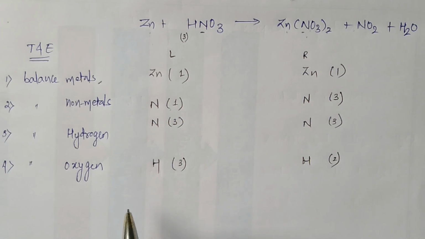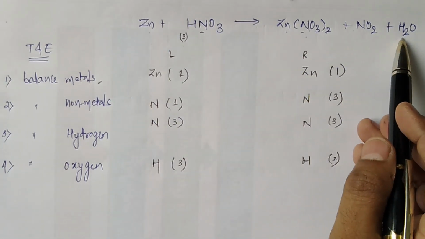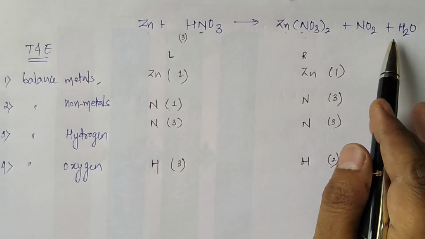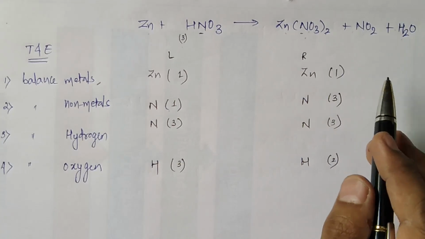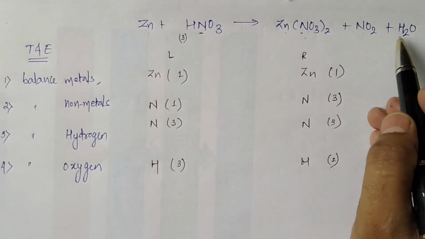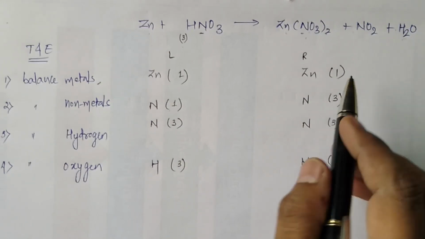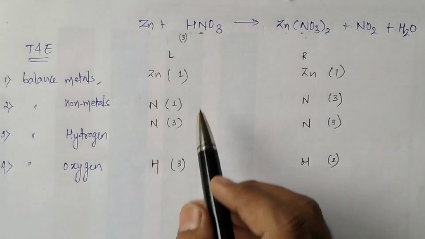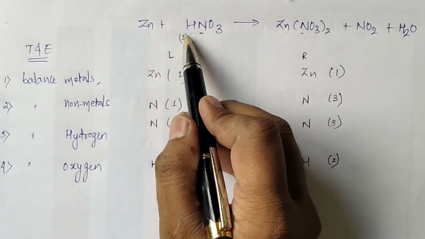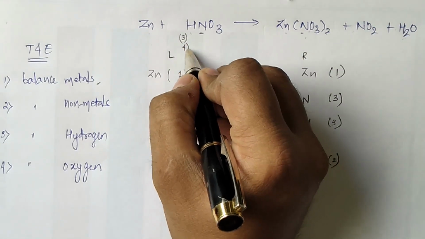Then how to balance? If you see carefully, hydrogen is 2. That means whatever number I apply over here, it will always be an even number. Why will it always be an even number? Because that number will be multiplied by 2. So I cannot keep hydrogen as odd over here. The next even number after 3 will be 4, so let me keep 4 over here.